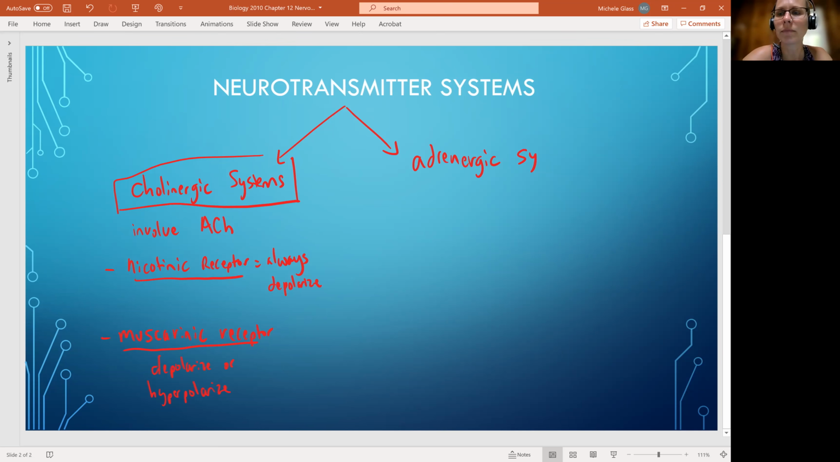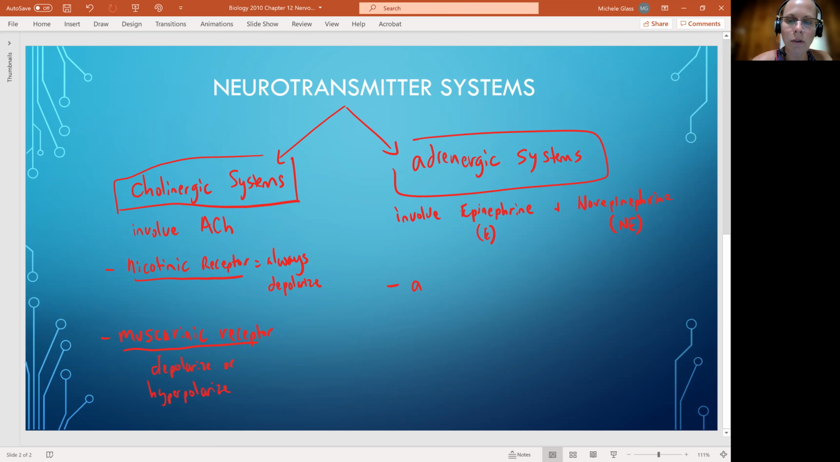Think of adrenaline. Adrenergic systems, by definition, involve epinephrine, which is adrenaline, and its buddy norepinephrine. You'll see in the future that we'll use a big E to abbreviate epinephrine and then a capital NE to abbreviate norepinephrine. Just like cholinergic systems have two different types of receptors, adrenergic systems have two different types of receptors.